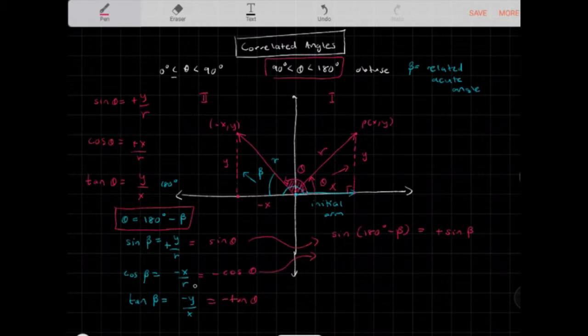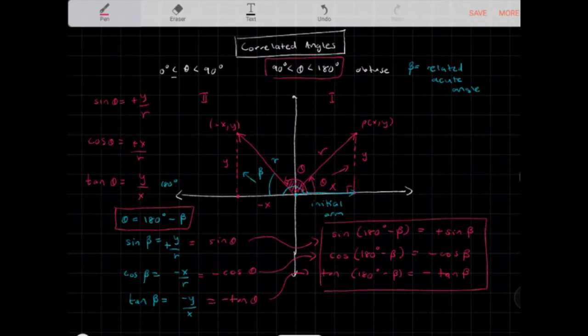We can notice here also that cosine of 180 degrees minus beta, because it's cosine theta, is equal to negative cosine beta. I'm going to make the left side completely positive. So whatever the obtuse angle is, it's going to be equal to the negative value of the related acute angle, beta. And tan of 180 degrees minus beta is equal to negative tan beta. So these are my correlated angle equations in quadrant 2.